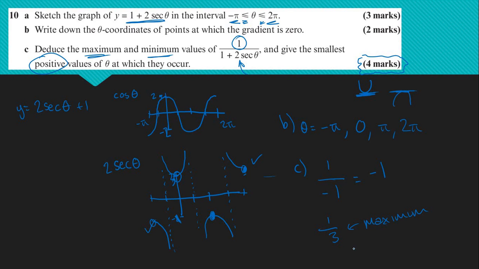And that occurs when theta is equal to 2 pi. That's the first time that it occurs. You might think it's that one, but that's not positive. It's 0. That one is. Here, this is the minimum. And that occurs when theta is equal to pi, which is that one there.